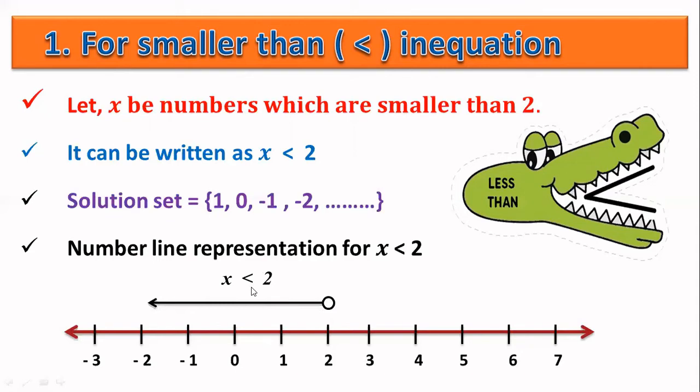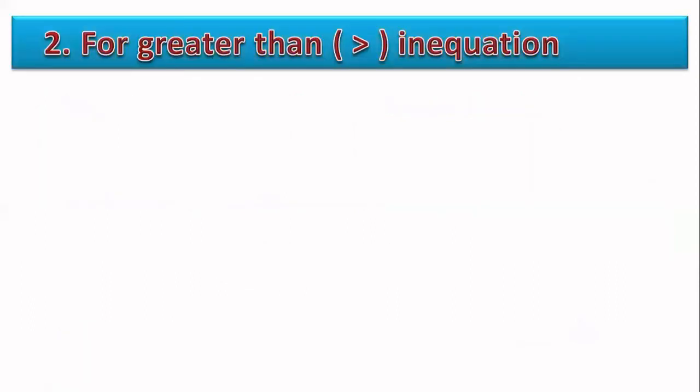There is another way also which can be used to represent the same number line, and that is like this. There will be a little bit bent line, and there will be a circle at 2. Circle means not including that number, but all the numbers on the side where the arrow is moving ahead. So these are two different number line representations for the smaller than inequation. I hope you all have got the idea about this one. Now let's move ahead.